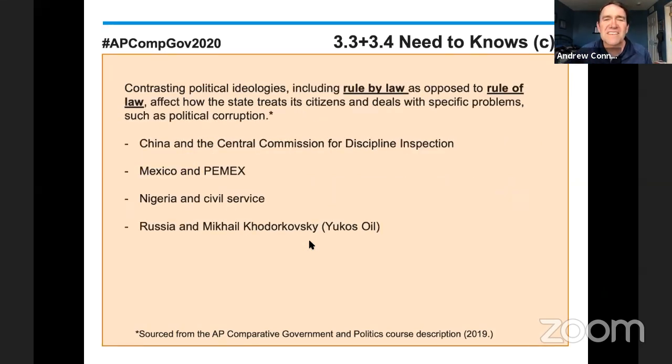Now, when we're contrasting ideologies, it is important to note that particularly when we're looking at democratic and authoritarian governments, oftentimes the course description is asking you to understand the difference between rule of law as opposed to rule by law. And remember, rule of law is this idea that the law matters, that everybody in that particular country or jurisdiction has to abide by the same laws that are transparent, and they have to abide by the same laws in the same capacity, in the same ways.